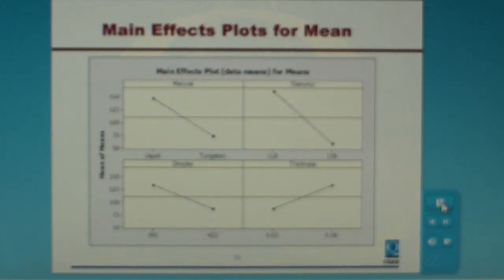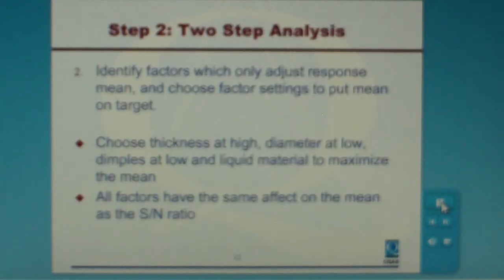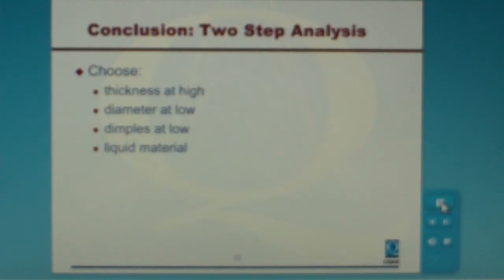These are the effect plots for the mean. Do they look familiar? Again, we would choose thickness at high, diameter at low, dimples at low, and liquid material in order to maximize the mean. All the factors have the same effect on the mean as the signal-to-noise ratio. So the answer is relatively clear.